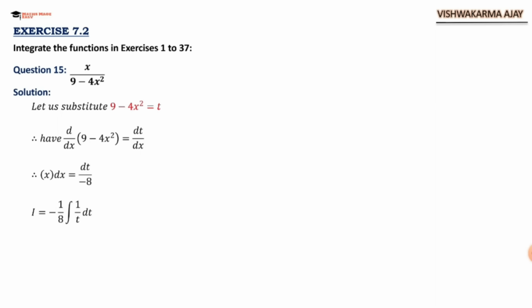I is equal to minus 1 upon 8 integral of 1 upon t dt. The integral of 1 upon x is log x. So the integral of 1 upon t can be written as log of t. Later we will substitute the value of t. That is it.